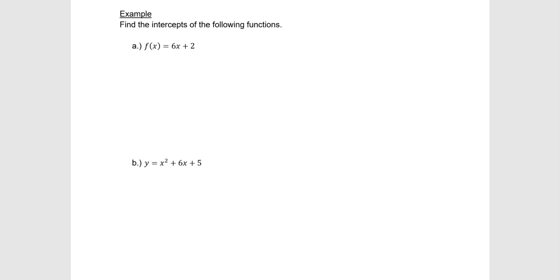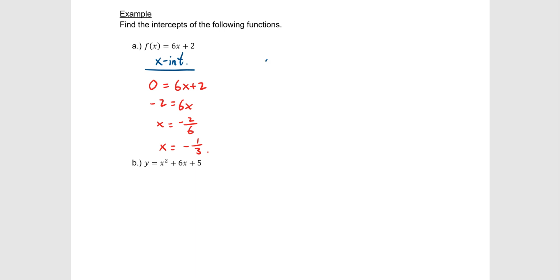First one, let's find the intercepts for f of x equals 6x plus 2. Automatically, we should know this is a linear function, and we should have an idea of what it looks like in our head. So let's find the x-intercept first. This is when y equals 0. So that's going to be 0 equals 6x plus 2. Remember, f of x is the same as y for this purpose. Now we have to solve this for x. Solving it for x, we subtract 2 on both sides, divide both sides by 6, and we get x equals negative 1/3. So that is the x-intercept when we simplify that fraction.